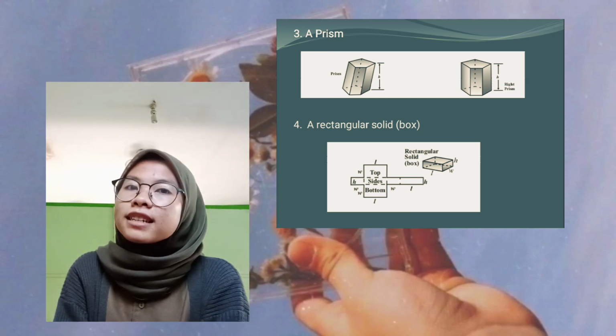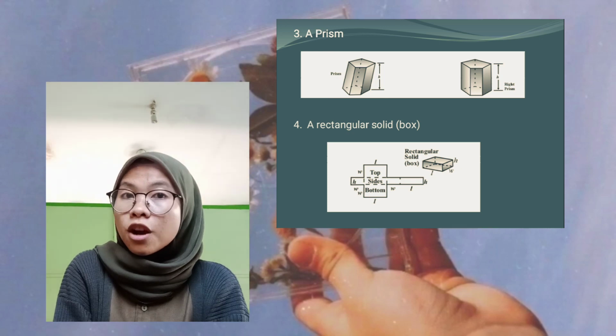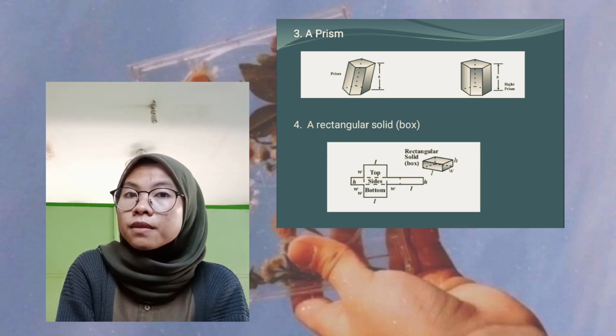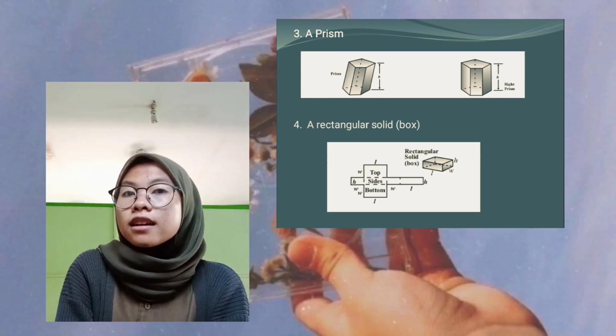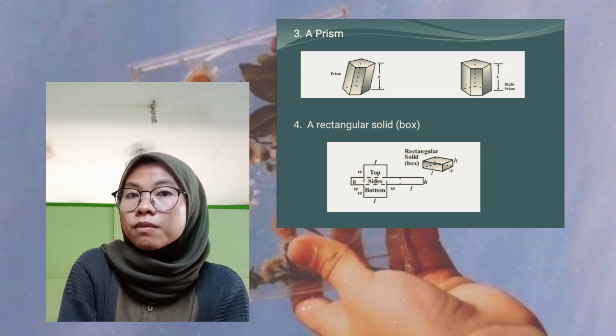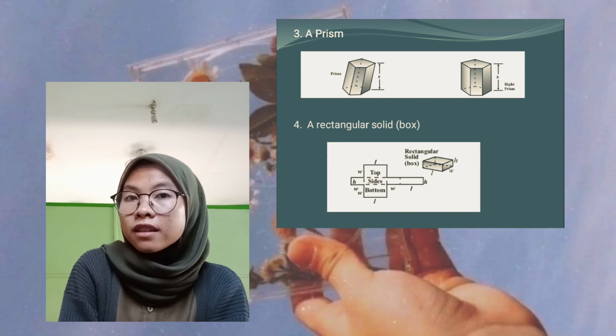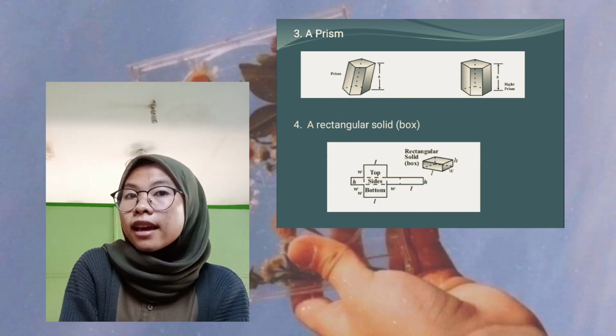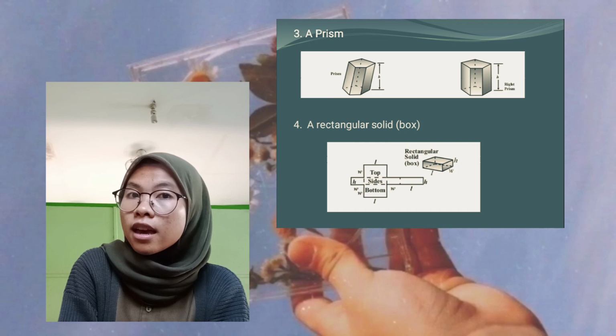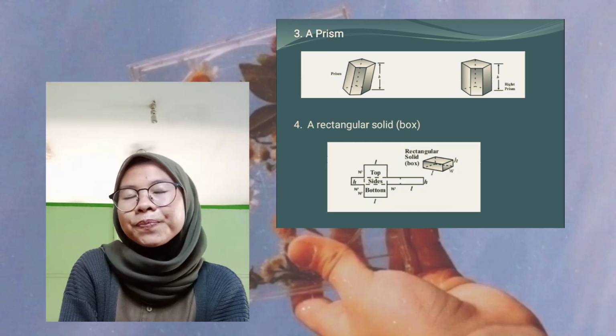Number 4. A rectangular solid or box is a prism bounded by six rectangles. The rectangular solid can be formed from the pattern of six rectangles folded along the dotted lines. The length L, the width W, and the height H are its dimensions.